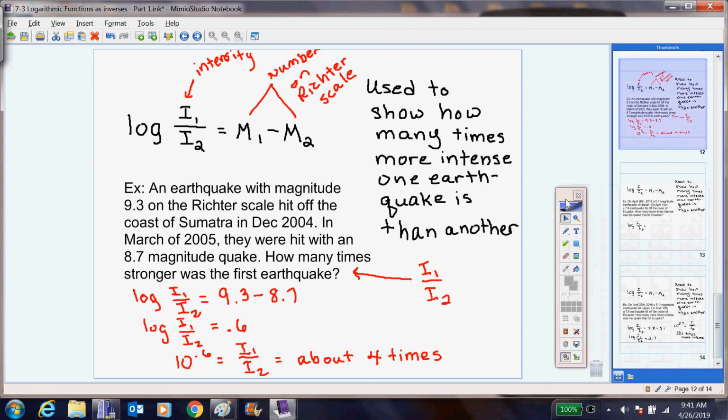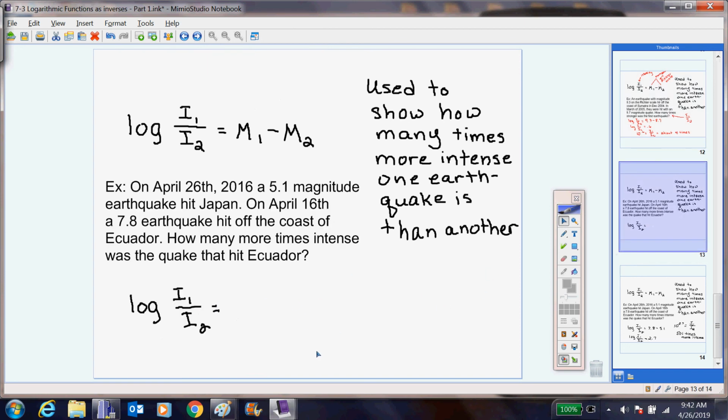So what we can think about is when you get to like a 9, it's a huge amount of shaking, and it's a lot more than what you would have at 8. If there's one number difference, it's 10 to the first power, which would be 10 times stronger. So every number, every complete digit on a Richter scale is 10 times stronger. So let's look at the other problem that you have on your sheet. This is our last thing that we'll do for today.